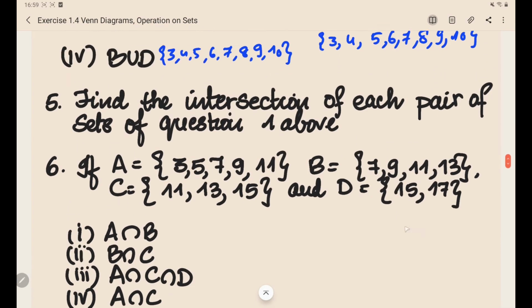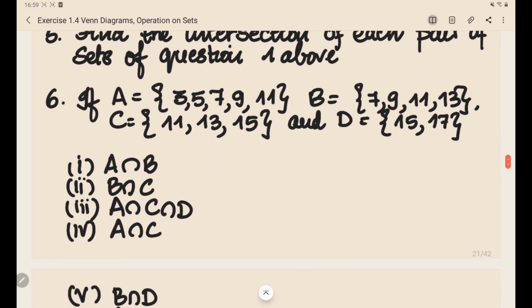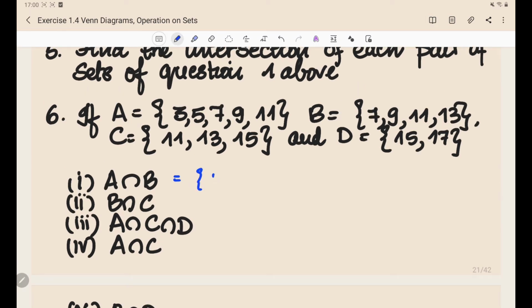Now we have covered till the fifth problem. Let's do the sixth problem. A is equal to {3, 5, 7, 9, 11}, B is equal to {7, 9, 11, 13}, C is equal to {11, 13, 15} and D is equal to {15, 17}. Find A intersection B. Similarly to how you found the union, in these problems we'll find the intersection, that is the elements which are common to both sets. For A, 3, 5, 7, 9, 11, what are the common elements? The common elements are 7, 9 and 11. I hope it's clear for you.